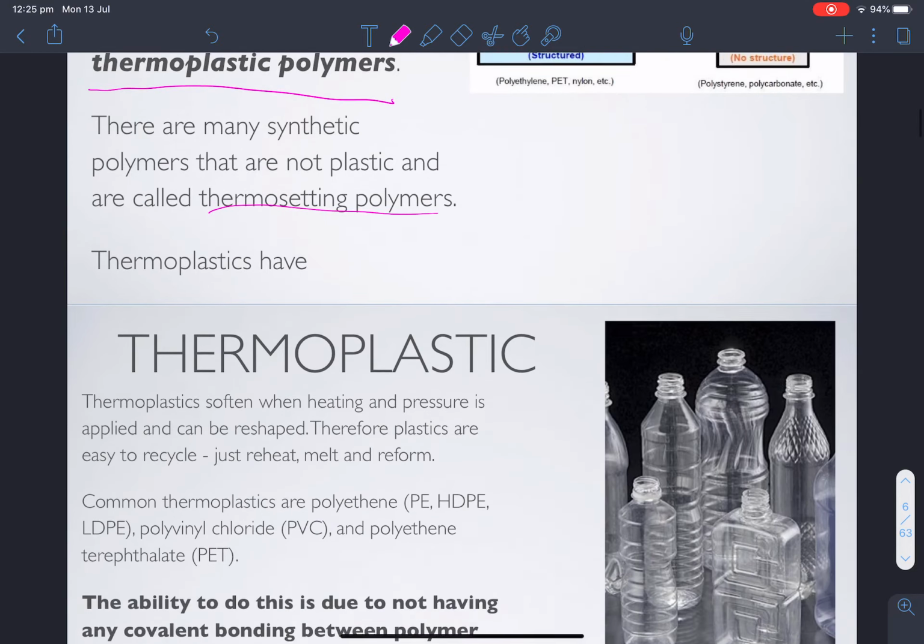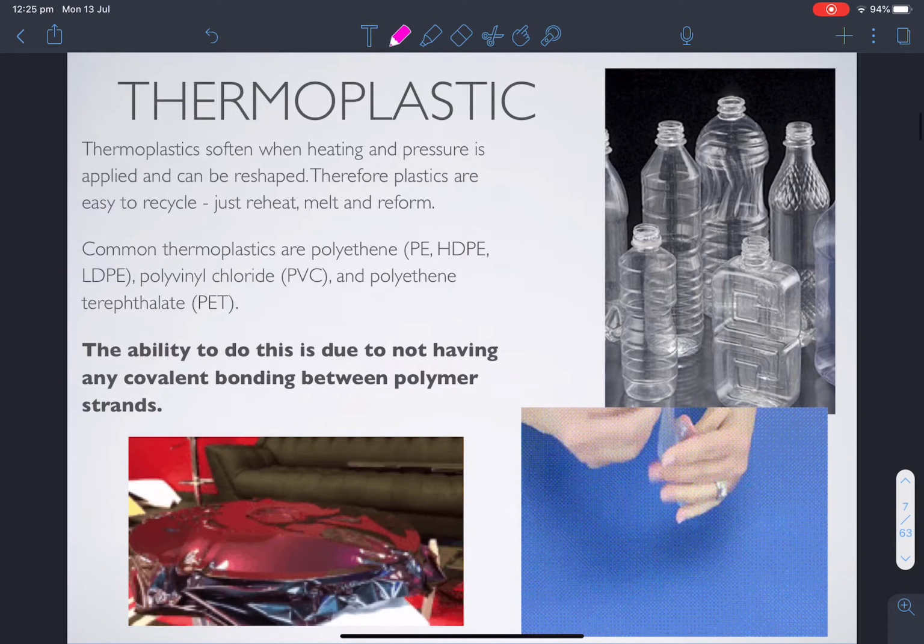So, thermoplastics soften when heating or pressure is applied, and they can be reshaped. These are the plastics that are easier to recycle. They just need to be reheated so that they melt, and then they can be reformed. Common thermoplastics are polyethylene, polyvinyl chloride, PVC, and polyethylene terephthalate, PET. You've heard that term before.